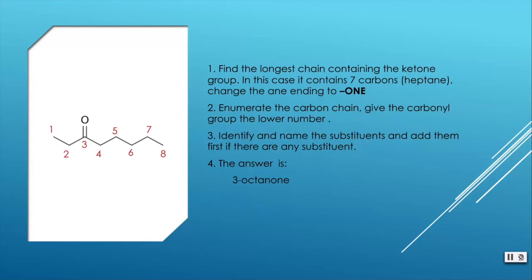1. Find the longest chain containing the ketone group. In this case, it contains 7 carbons, or a heptane. Change the -ane ending to -one. 2. Enumerate the carbon chain and give the carbonyl group the lower number. 3. Identify and name the substituents and add them first if there are any substituents. In this case, it is just 3-octanone.